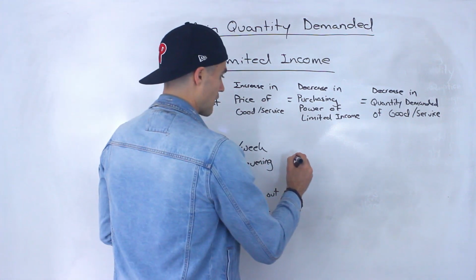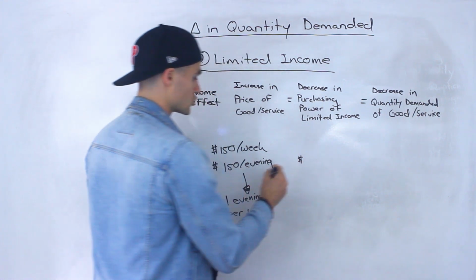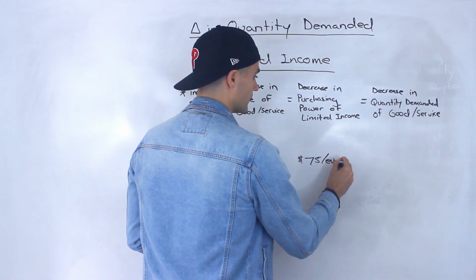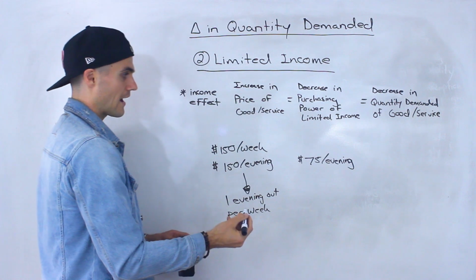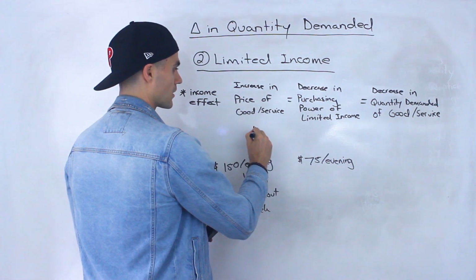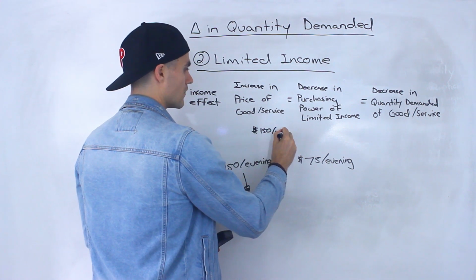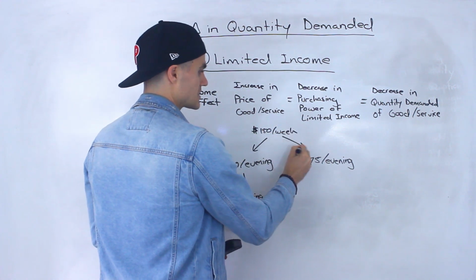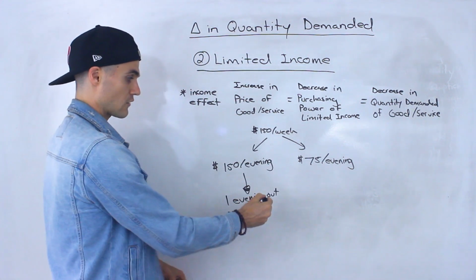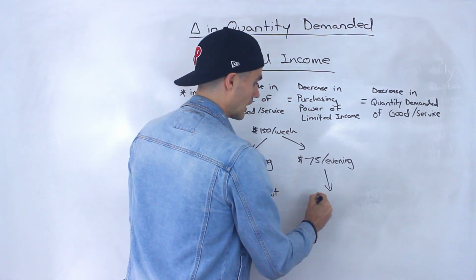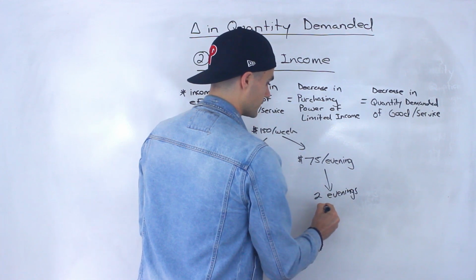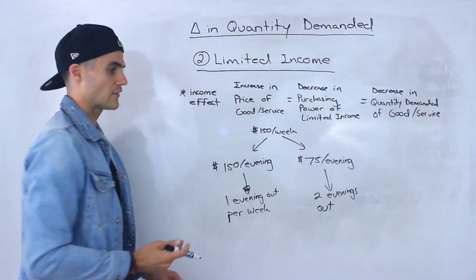But let's say that the babysitter drops their pricing to $75 per evening. Well, now that same $150, that same budget, let's put it up here. Well, now notice that the purchasing power of that $150 went up because that price went down. So instead of 1 evening out, now they're going to have 2 evenings out per week. So they don't have to pick one or the other.